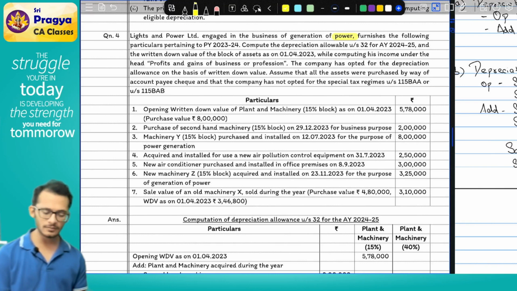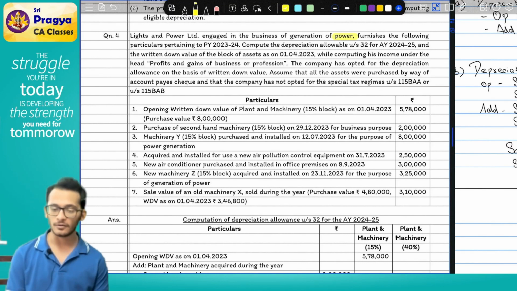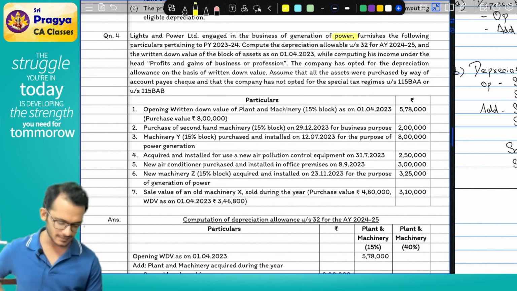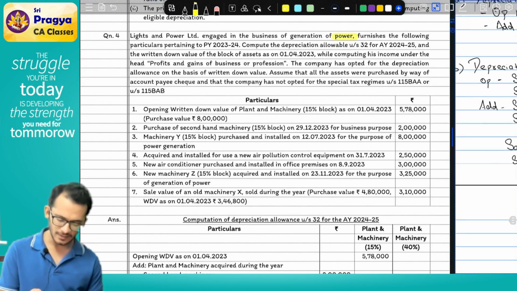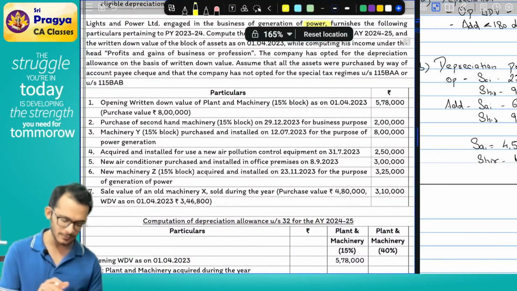You are required to assume that all the assets were purchased by way of account payee basis and the company has not opted for the provisions of 115BAA. Let's look at the question. There are some assets. Look at the assets and tell me what is the depreciation rate.